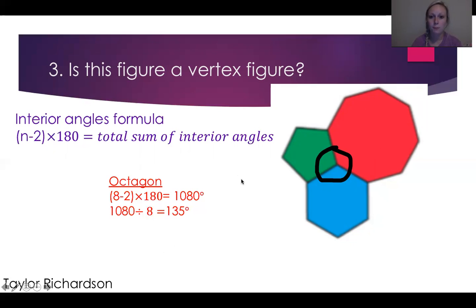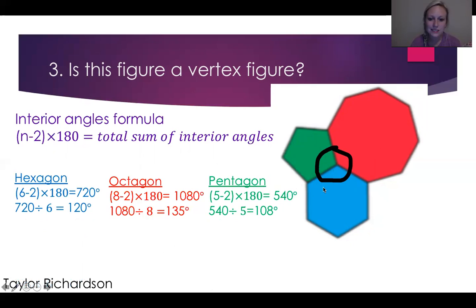That's just one part of our problem. We're going to do the same thing for the pentagon. We find that this angle, this green angle, is equal to 108 degrees. And for the hexagon, this little blue angle right here is 120 degrees.